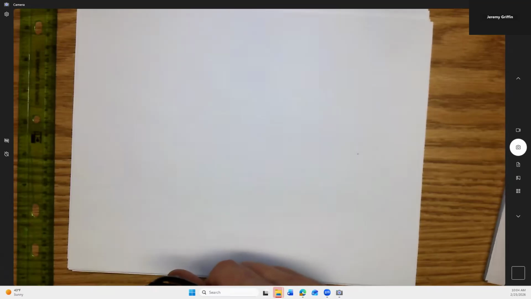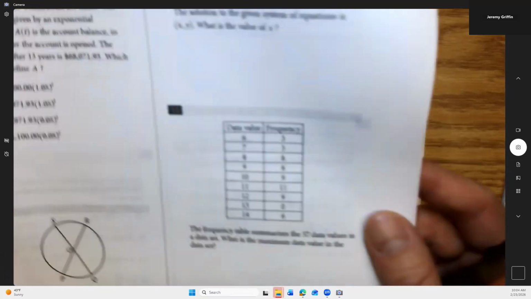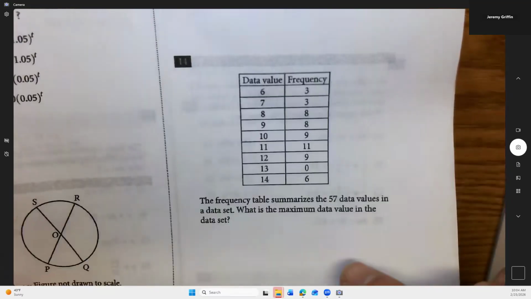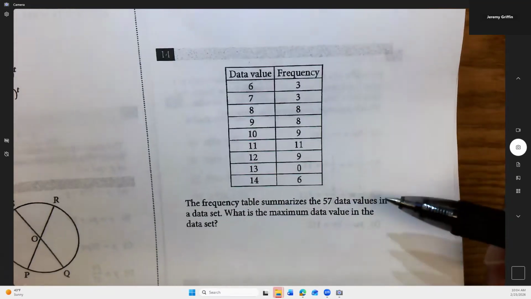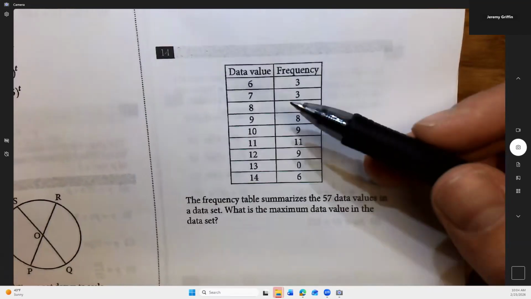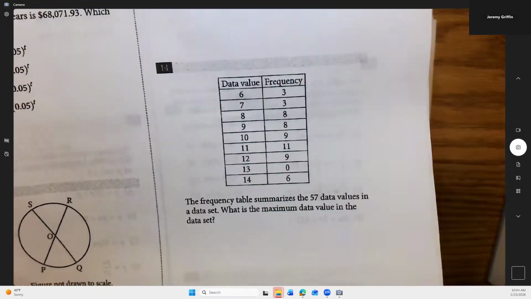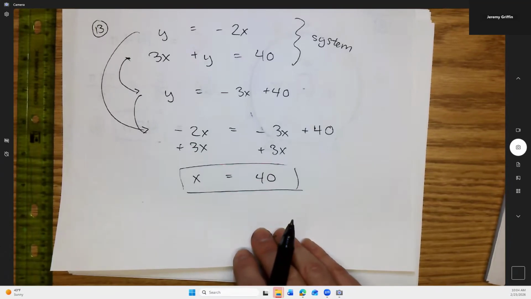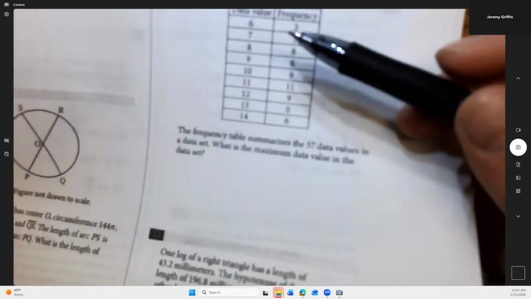All right, we've got data value and frequency, so values in a data set. They don't attach a story to this. Earlier, there was a story of plant heights. What was 13 again? 40. And 14 was 14. But we're about to do number 14.